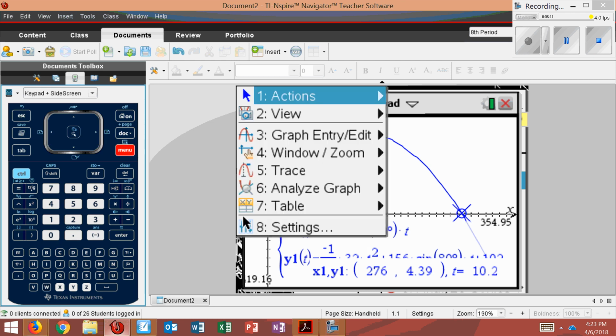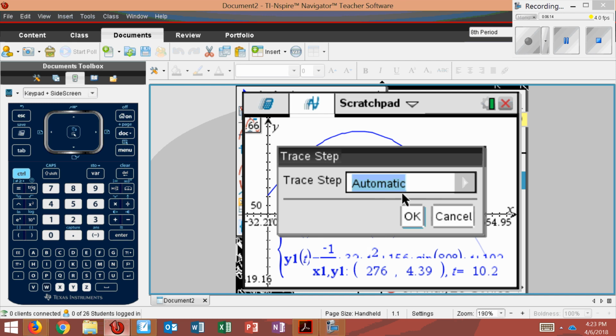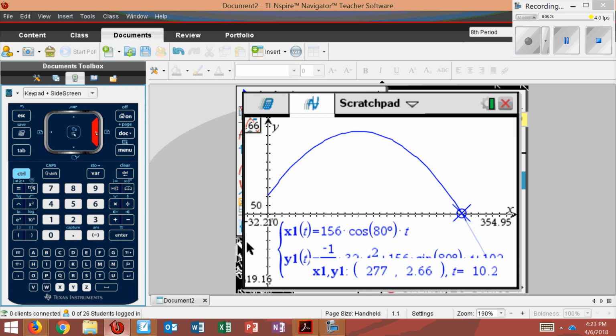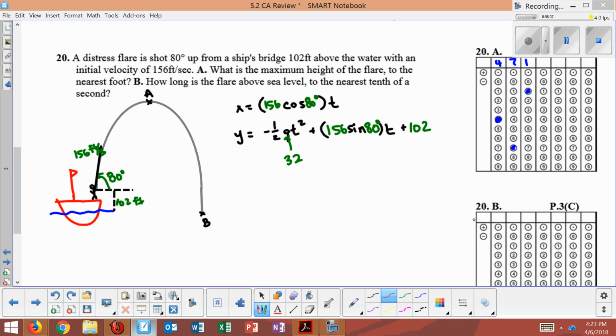Again, I'm going to count by hundredths, just because I'm going to see which way it will round. So I'll set a point. Now we'll see which way it rounds. So I'm going to count on. Okay, so now I'm at negative. That means the flare's under water at 10.2. And I'm above water here at 10.2. So it's at 10.2 seconds that it hits. So the answer to B would be 10.2. Those would be my answers here.